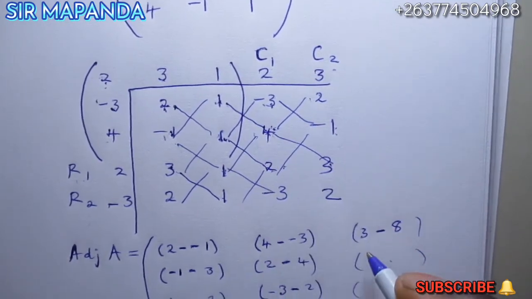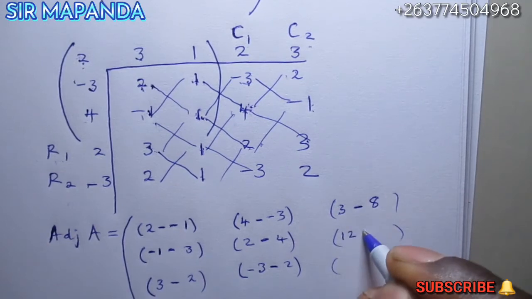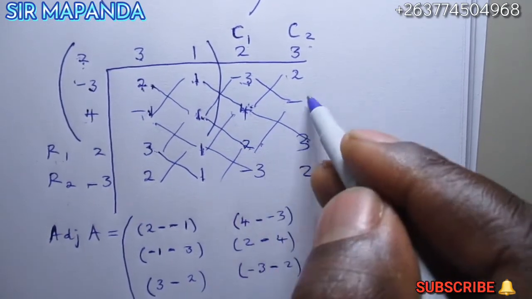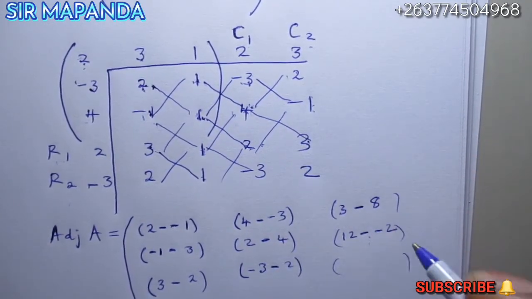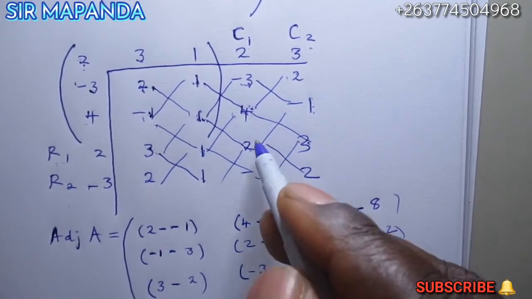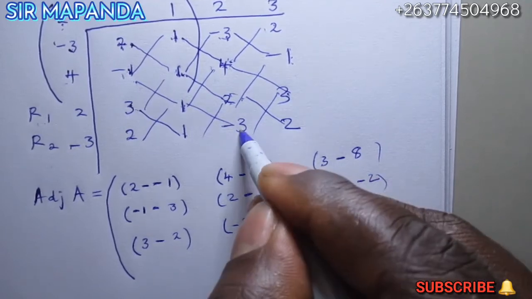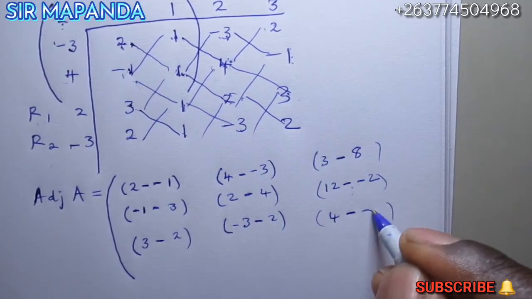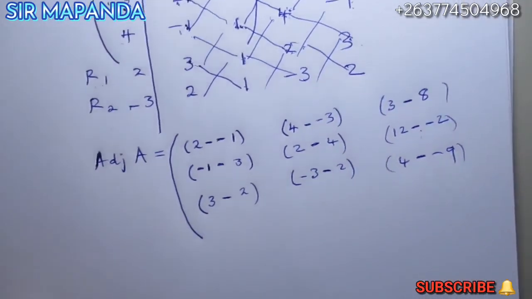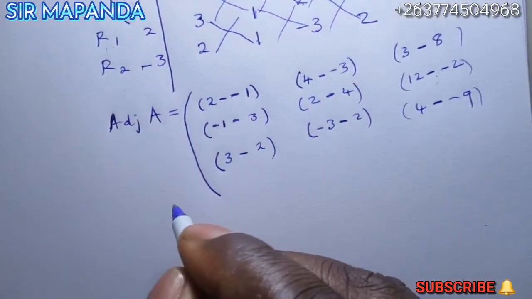So 4 times 2, you get 12. You write 12, then you put a negative sign. 2 times minus 1, you get minus 2. Lastly, 2 times 2, you get 4. You write 4, then you put a minus. Minus 3 times 3, you get minus 9. I hope you are following. So our adjoint is now complete.